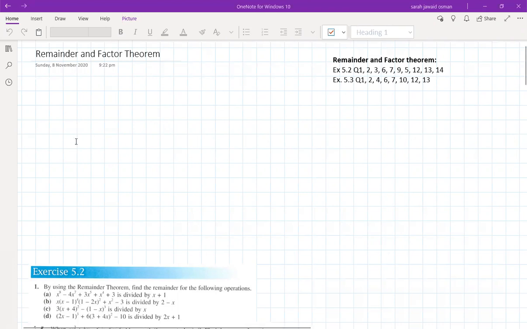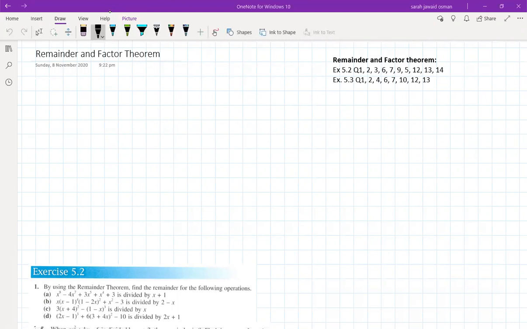And as you know, remainders and factors are concepts related to division. We are quite familiar with division between numbers. When you divide a number by another number, the number which is dividing is known as the divisor. The number which is being divided is called the dividend.